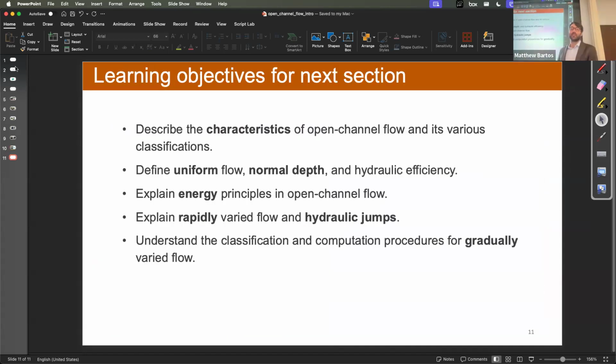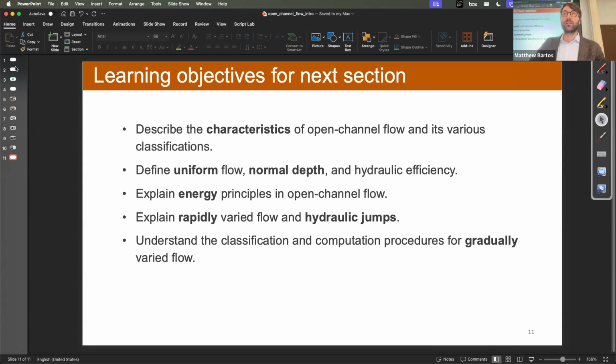So our learning objectives for the next section: we're going to first describe the characteristics of open channel flow and its various classifications. So specifically, I want to talk about how open channel flow differs from pressurized pipe flow, which we've been looking at up until this point. How are they similar? How are they different? I'm going to define a couple different common types of open channel flow that you'll encounter. So uniform flow. We'll talk about the normal depth, uniform flow, uniform discharge, and hydraulic efficiency.